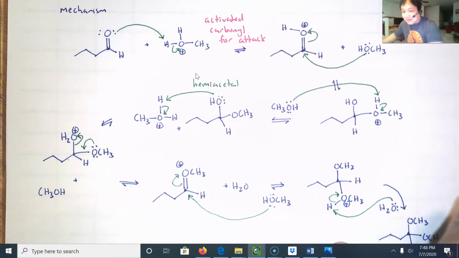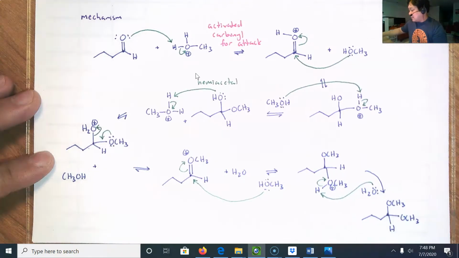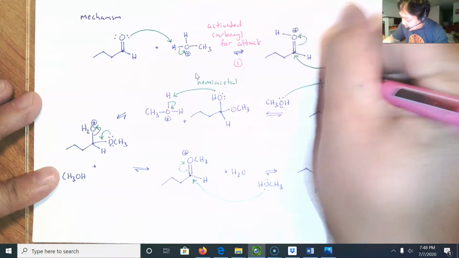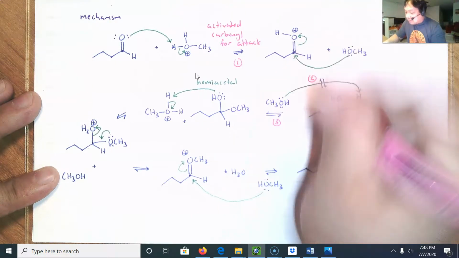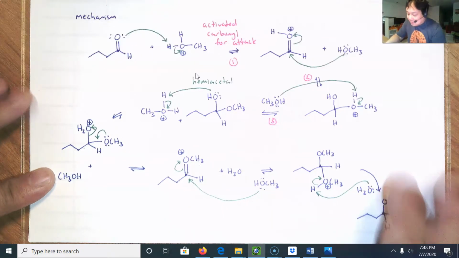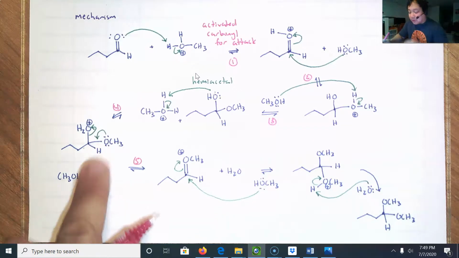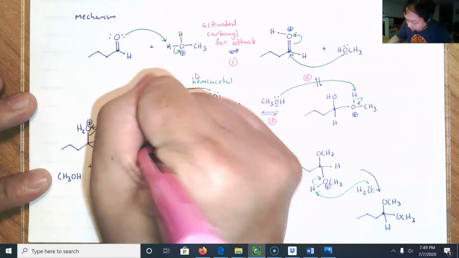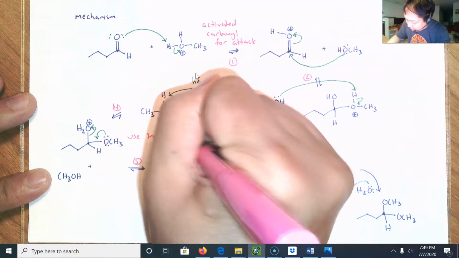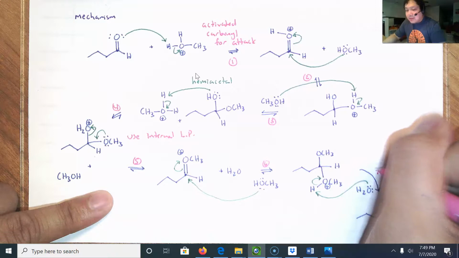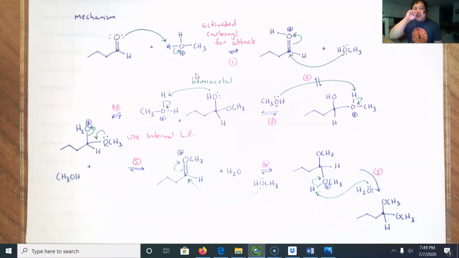Okay, how many steps was that? Let's zoom out. That was 7 steps, I believe. 1, 2, 3 steps to the hemiacetal. 4. 5th step, super tricky because we're using an internal lone pair to kick out. 6, and then 7. The strategy or the trick to learning long mechanisms is memorize the first step, okay?